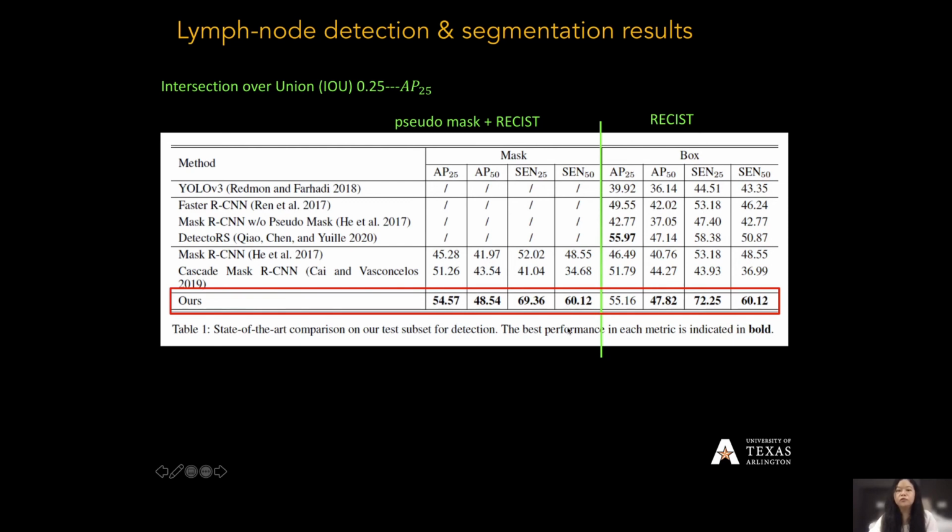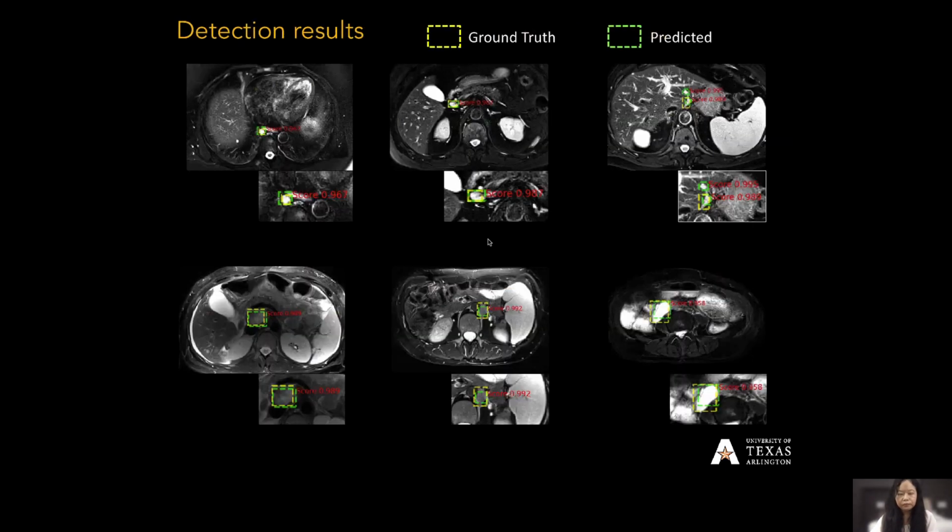So when we compare our results to all these models, we show that by using this multi-scale attention uncertainties, our models can improve a lot compared to the several state-of-the-art methods. And here I will also show some detection results. The yellow boxes are the ground truths, the green boxes are the predicted ones.